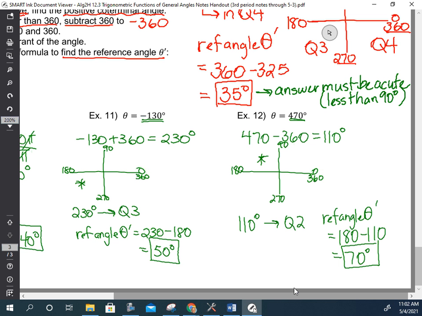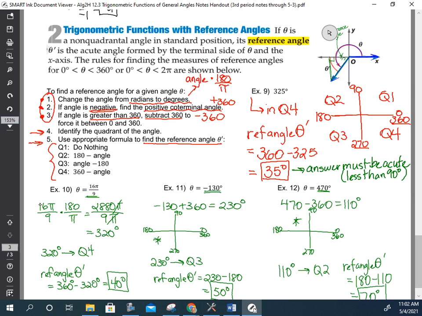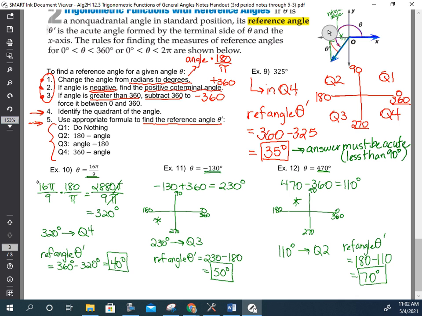So, any questions on finding the reference angle? 9, 10, 11, 12. Again, the hardest part is making sure that you convert it to whatever you need to convert it to at the start, and then using the appropriate conversion for the reference. Other than that, it's pretty self-explanatory.